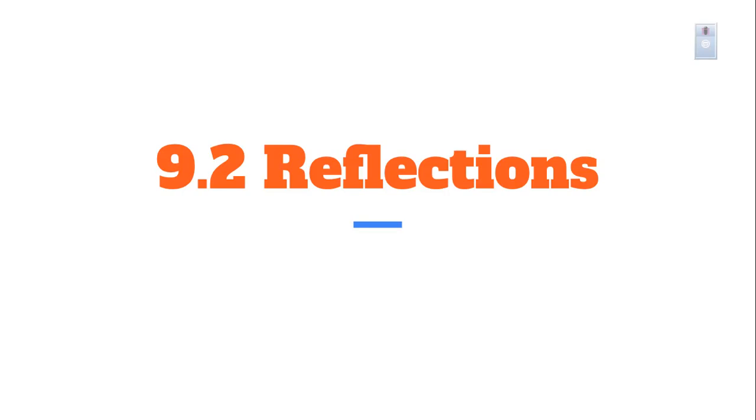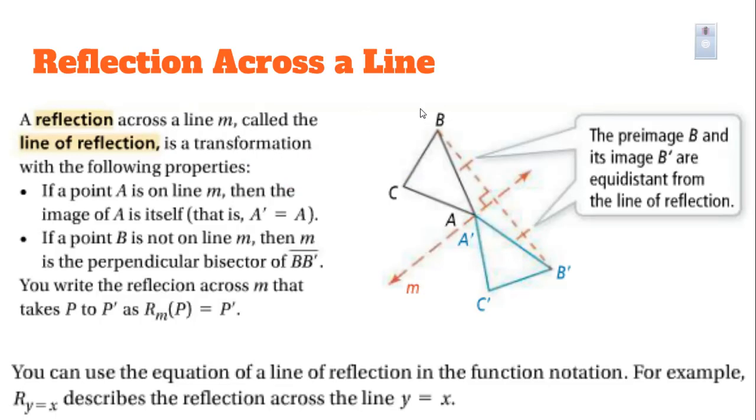All right, let's take a look at our second type of transformation, a reflection. So, reflection across line M. For every reflection, it will always be reflected over a line. This is called the line of reflection. Sometimes you hear me call it the line of symmetry. It's that line that mirrors our image and our pre-image.